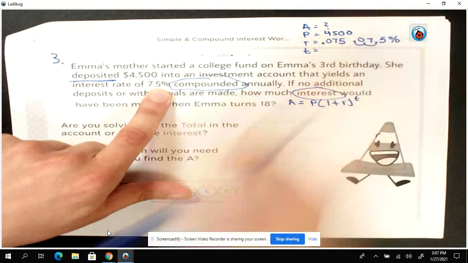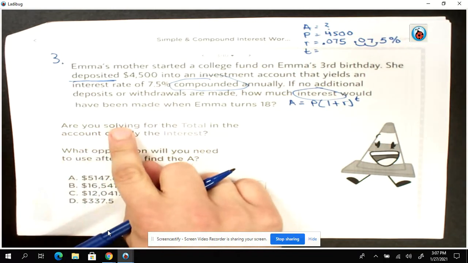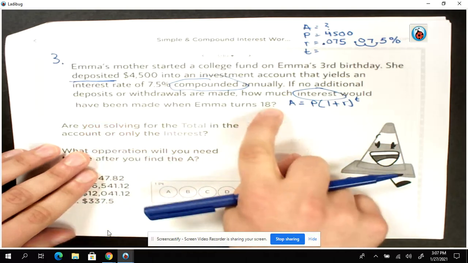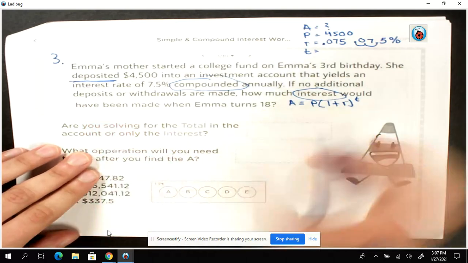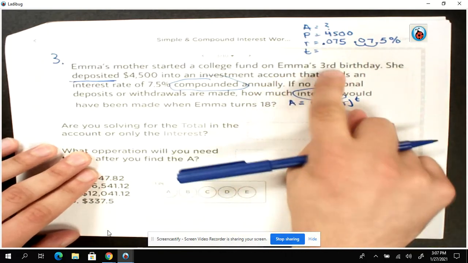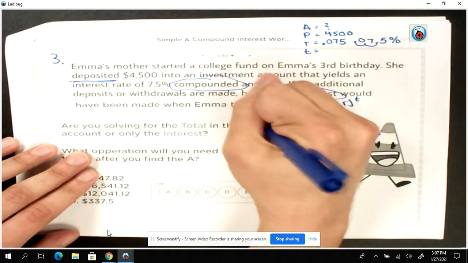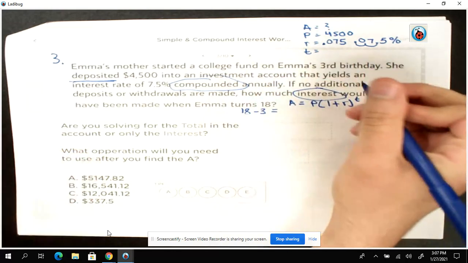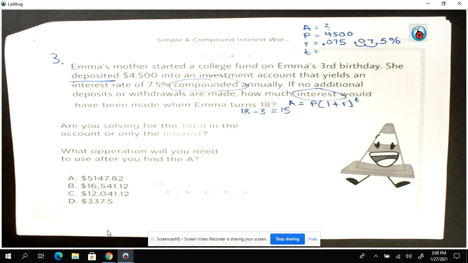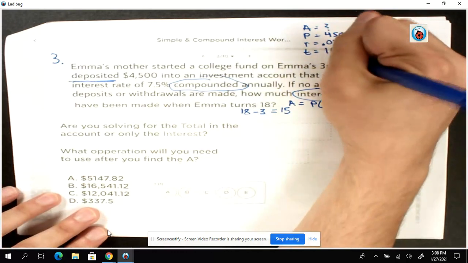Our time in years. Now this is where it gets kind of tricky. Now it wants to know how much interest will be made when she turns 18. Now I know you might want to go and put 18 years, but she started it on her 3rd birthday. So you would have to take 18 minus 3 and get 15. So this account lasted for 15 years. So our T is going to be 15.